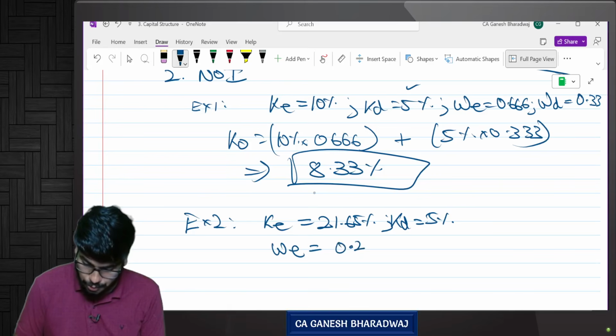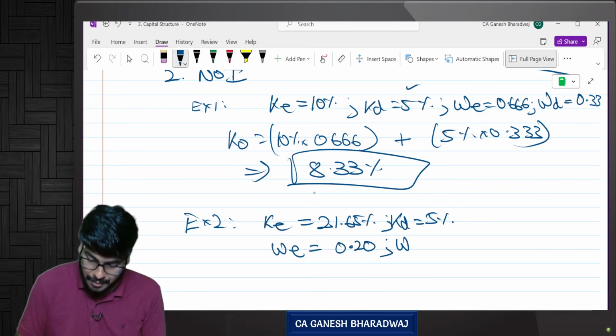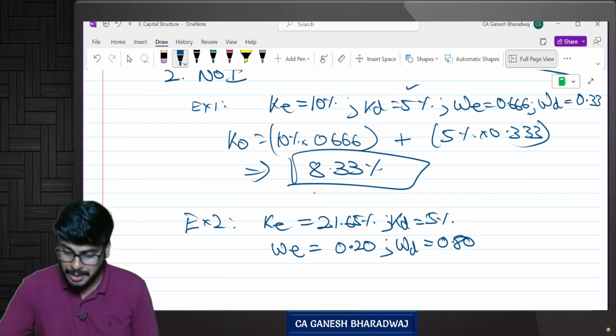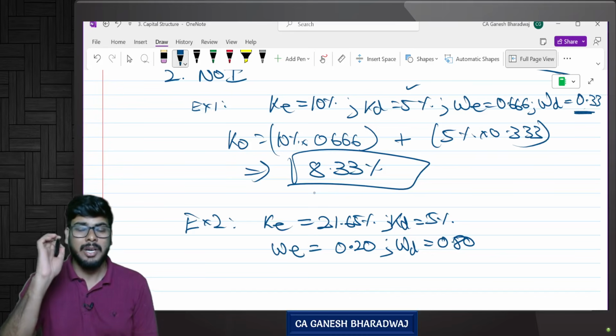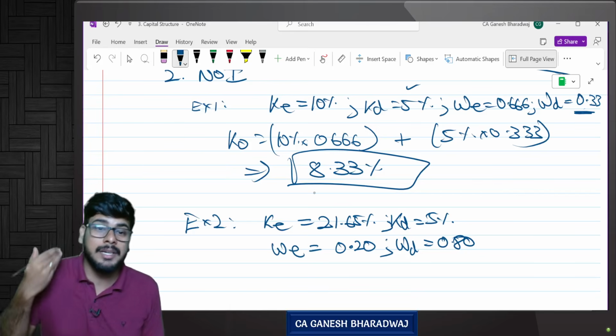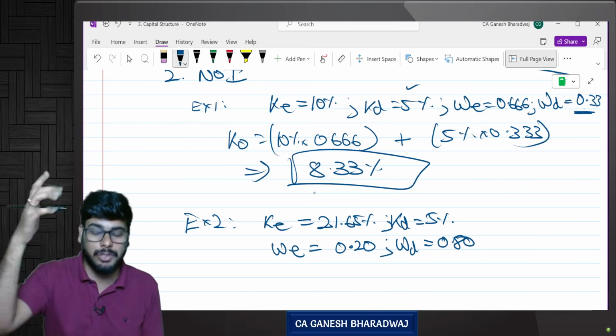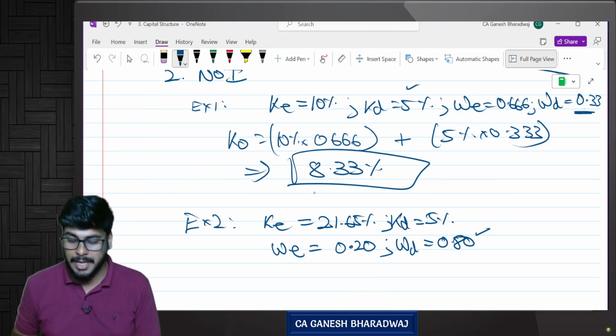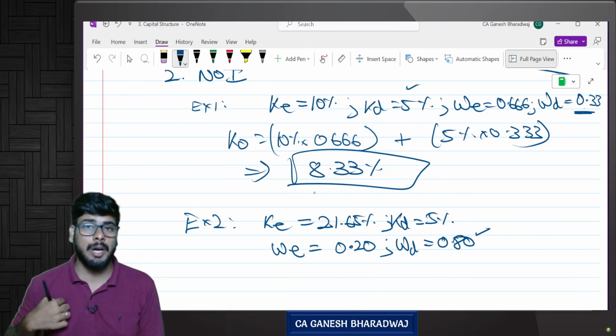Right now the weight of equity is reduced to 0.20 and the weight of debt is 0.80. So now what happens? Earlier the debt comprised only 33% of my entire capital. Now I am infusing more funds into the debt channel, so the weight of debt increases to 0.8. Now what does the NOI approach say?